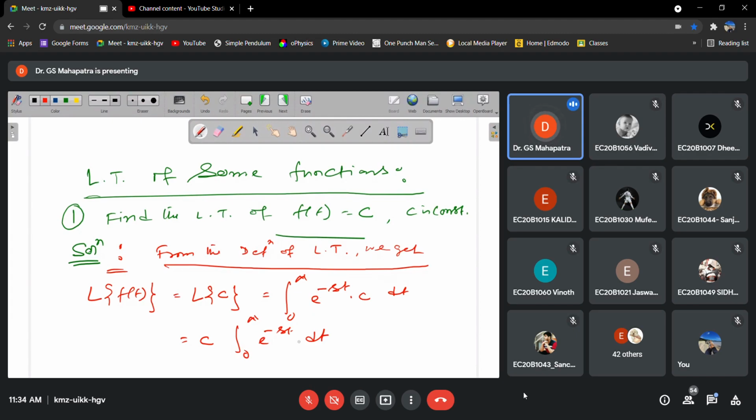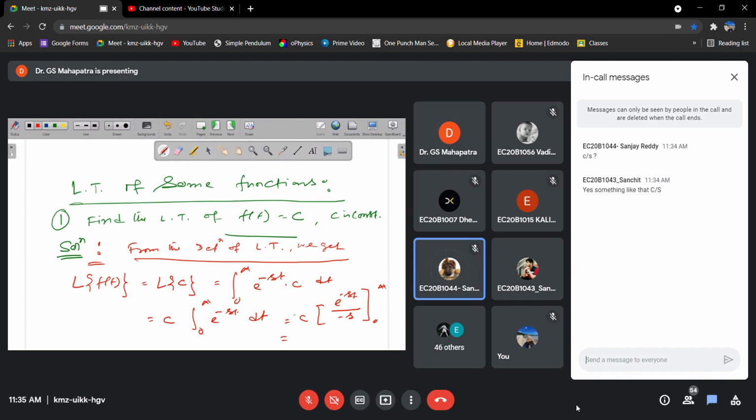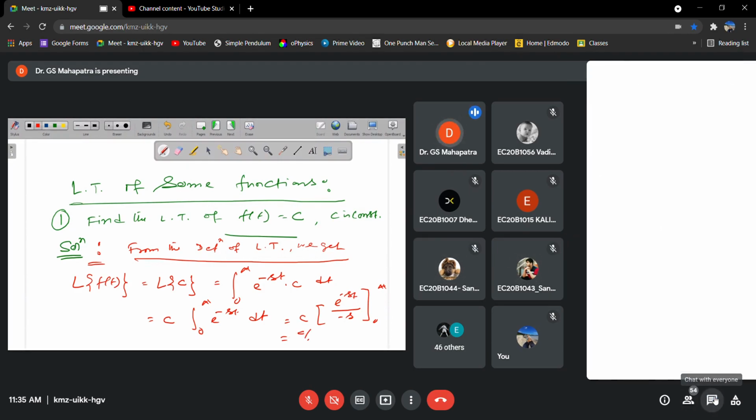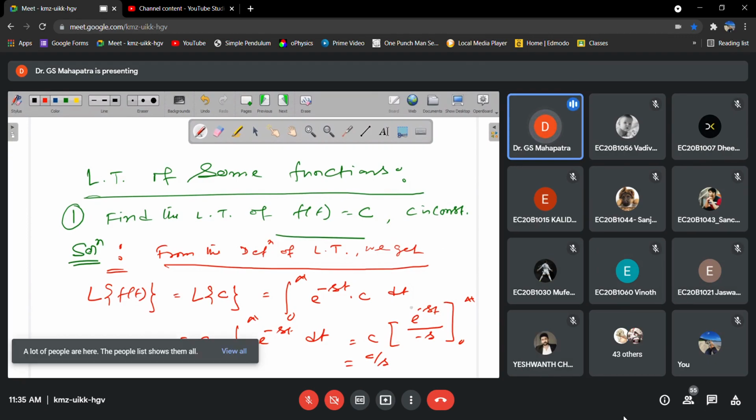Correct. Integration. Should I write this integration? Okay. The integration is C e to the power minus st by minus s, from 0 to infinity. Yes sir, I am fully agree with you. And then what is the answer? C by S. Correct. The problem is your answer is correct, but we should not do like this.